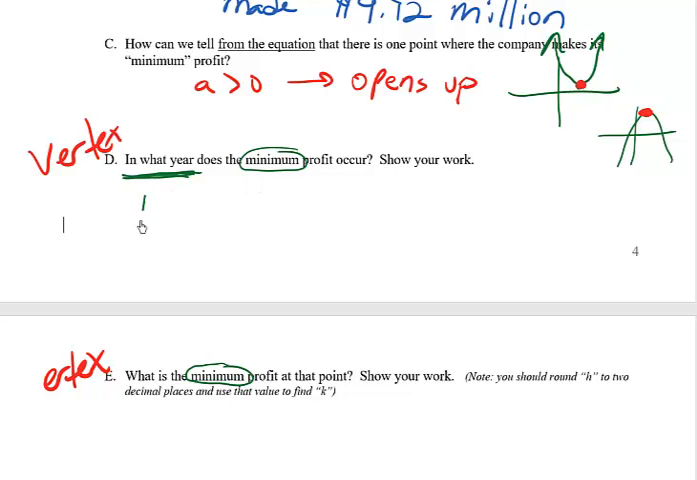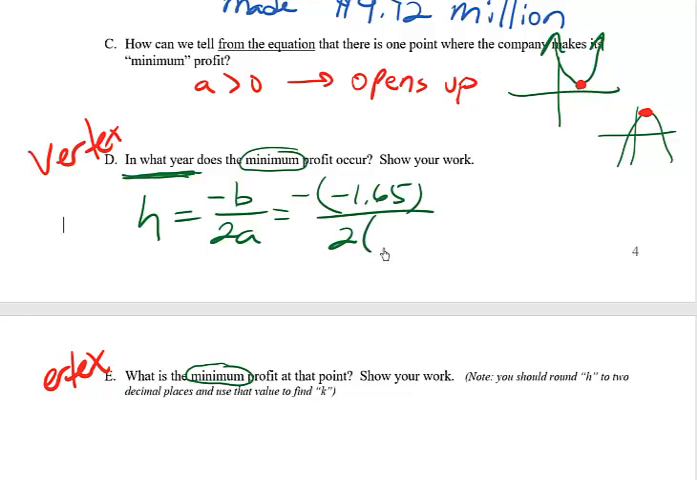How do you find H when you're in standard form? We only have one way, and it's that little formula we learned. H equals negative b over 2a. You just have to plug into that. Again, you can refer back to the original quadratic function. Use the slots. I've got a negative sign. I've got a slot for b. It's negative 1.65. And then 2 times that 0.09.